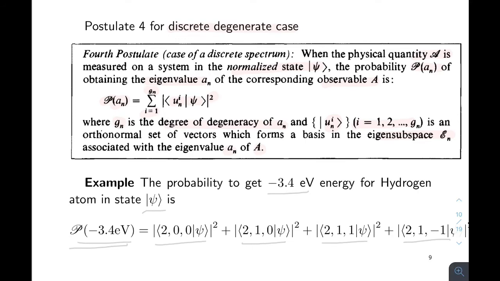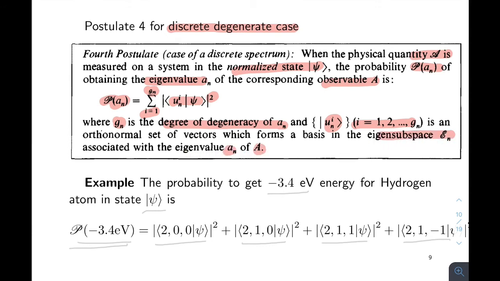So postulate 4 for the discrete degenerate case is stated as follows. When the physical quantity A is measured on a system in normalized state psi, the probability of getting the eigenvalue an corresponding to the observable A is equal to the summation of i going from 1 to gn of the scalar product of uni with psi, modulus squared. Here gn is the degree of degeneracy of an, and uni are the different eigenvectors having the same eigenvalue. These are the degenerate eigenvectors. We have labeled them by a new index i going from 1 to gn. So this is a set of vectors which form the basis in the eigenspace En corresponding to the eigenvalue an of A.